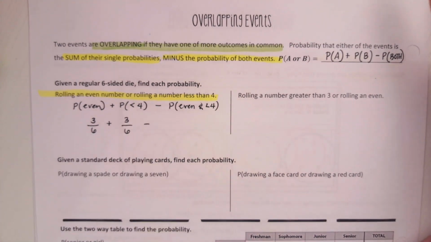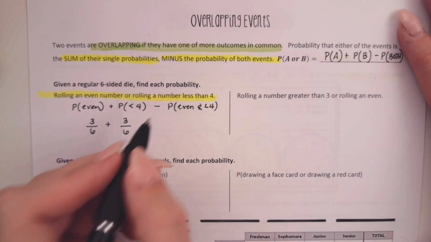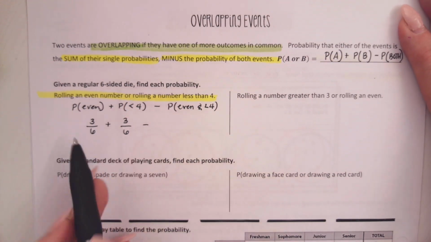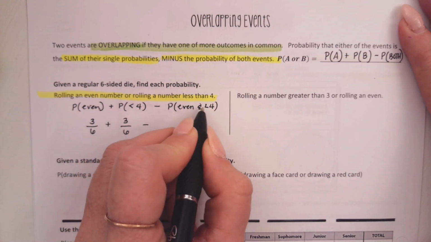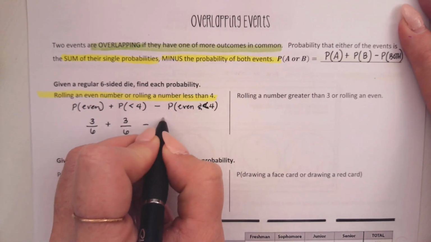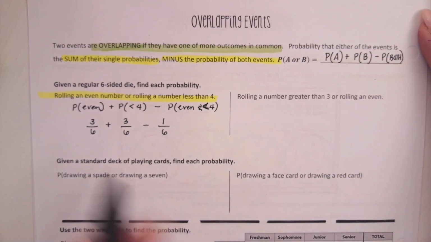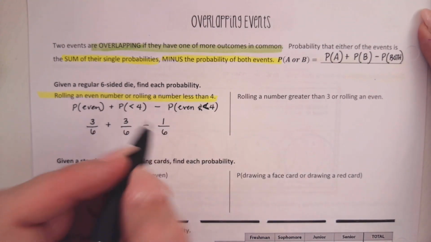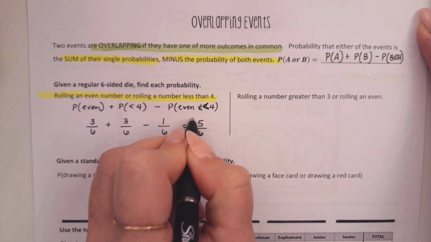Minus, how many numbers are both even and less than 4? 1. What number is that? 2. Even and less than 4 would be the number 2. So we have to subtract that one number because technically we already counted it in both of these. So we don't want to count it again. So minus the even and less than 4 would be just 1 out of 6. Yep. So grand total would be 6 minus 1, which is 5 out of 6. Doesn't reduce.